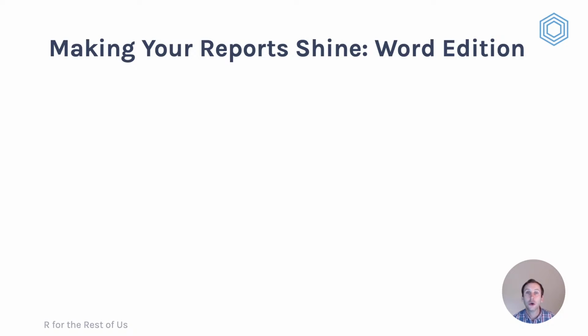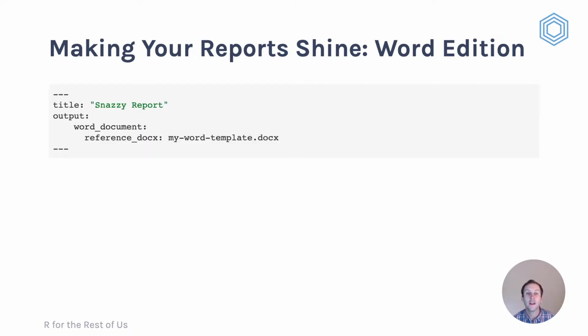What we're going to do is use what's known as a reference document. What this will do is it will tell our Markdown, don't use the default styles. Instead, use the styles in this particular document. To do that, we add the reference underscore docx to the YAML under our Word document. And you can see, for example, there I have just a generic my Word template.docx.